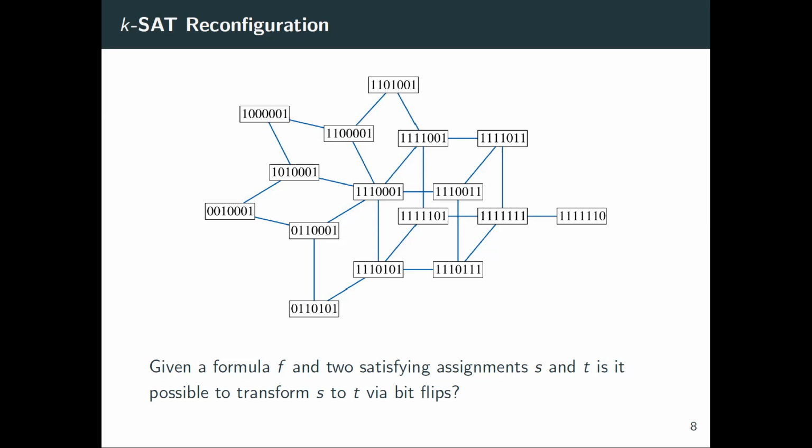And so now the question that you can ask is, can I go from the first satisfying assignment S to the next one by basically flipping one bit at a time under the condition that I remain a satisfying assignment at all times? And notice that without this condition, the problem is trivial. So you can basically just flip the bits however you like and reach S from T or T from S. But once you add this constraint of you should remain a satisfying assignment, the problem becomes way more interesting.